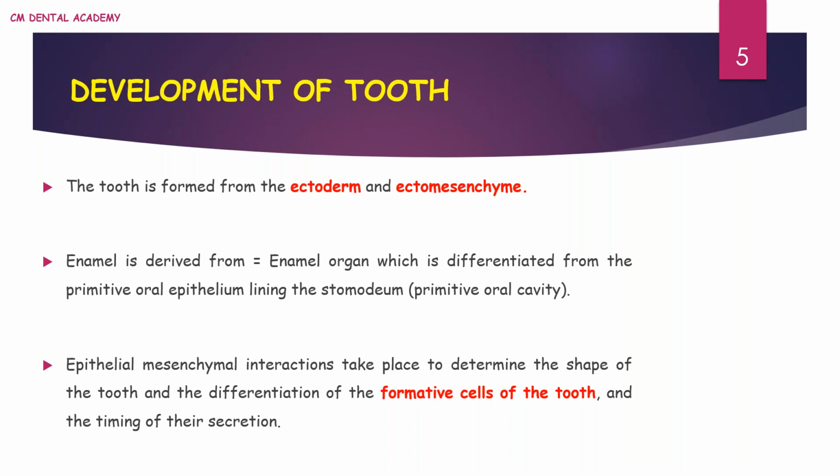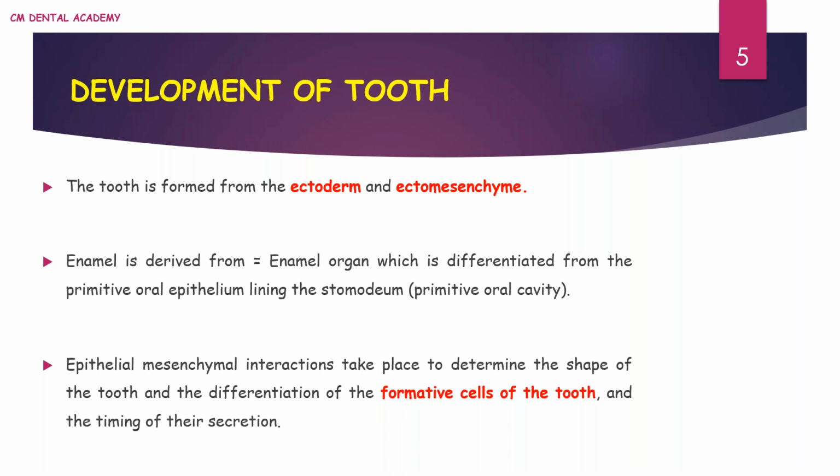The tooth is formed from the ectoderm and ectomesenchyme. Now, you all must be familiar with the germ layers, mainly the ectoderm, mesoderm, and the endoderm. Likewise, the tooth is formed from the ectoderm. When this ectoderm comes in contact with the ectomesenchyme, which is nothing but the embryonal connective tissue, there begins the formation of the tooth.